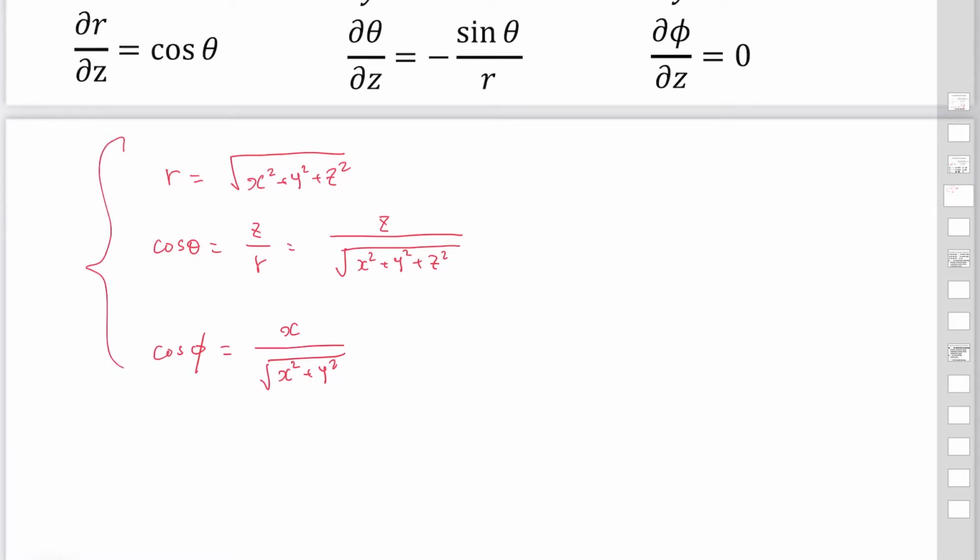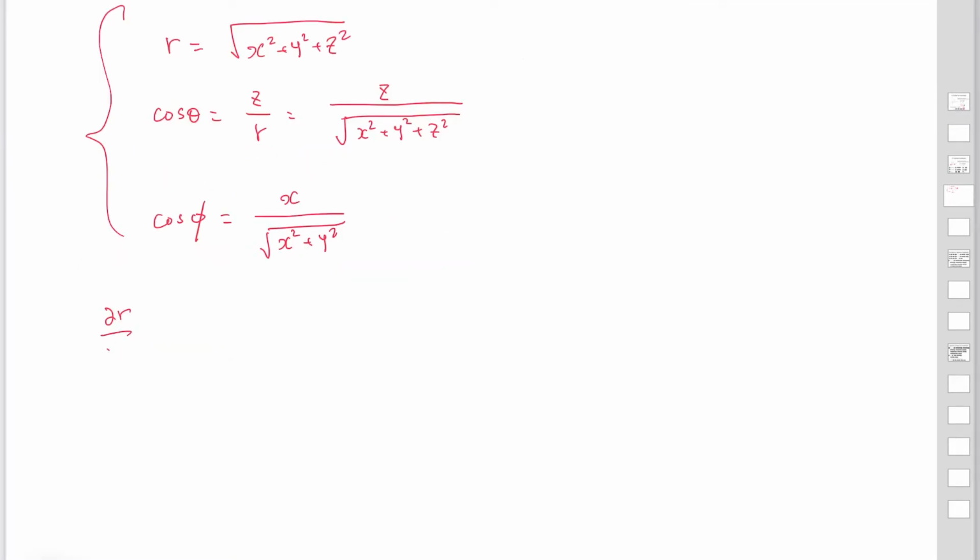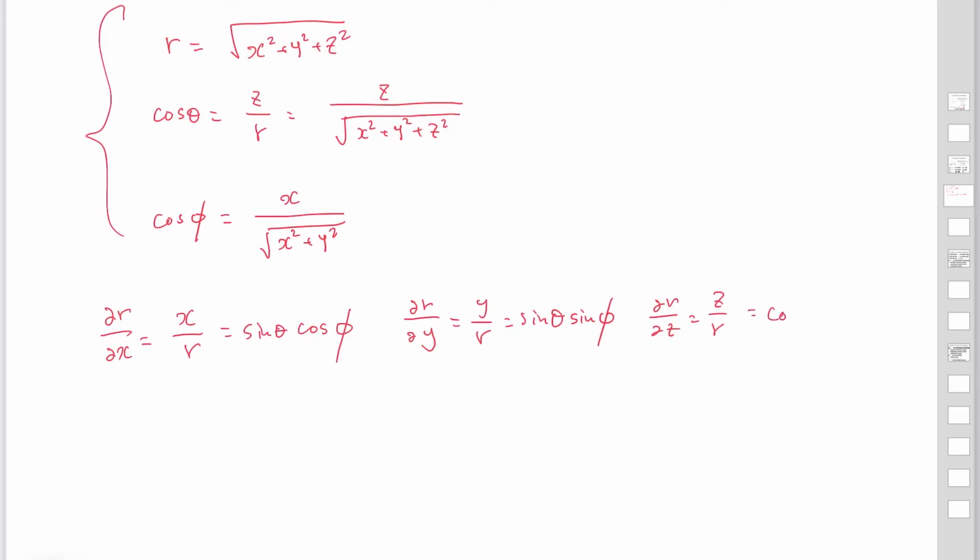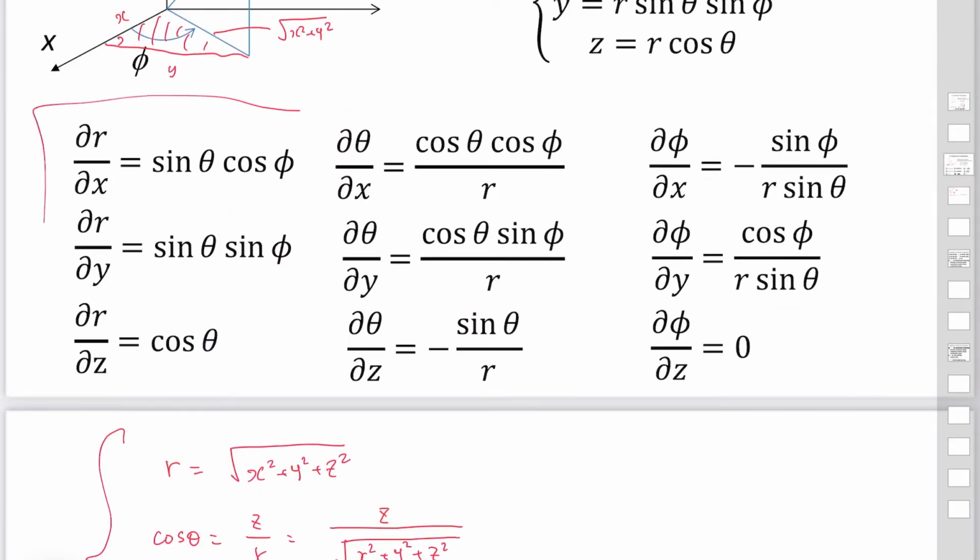From these equations, we could calculate partial r partial x. You can perform the partial derivative with respect to x. It becomes x over r. So it becomes sine theta cosine phi. Also, you can easily calculate the partial derivative with respect to y. It's y over r, and sine theta sine phi. And partial r partial z: z over r is cosine theta. We get the first three equations using this method.